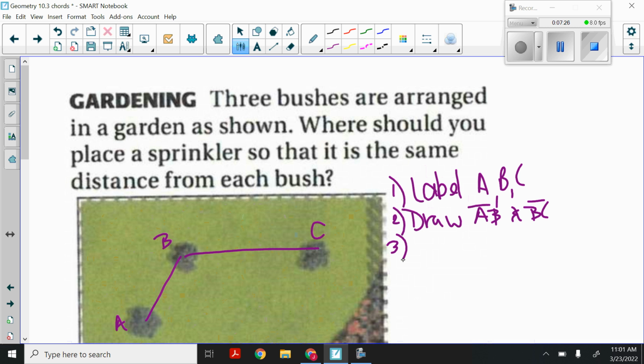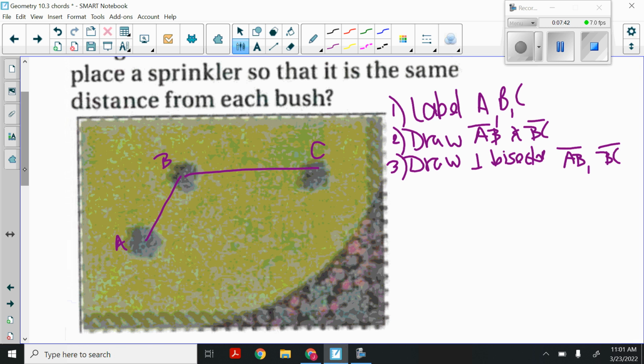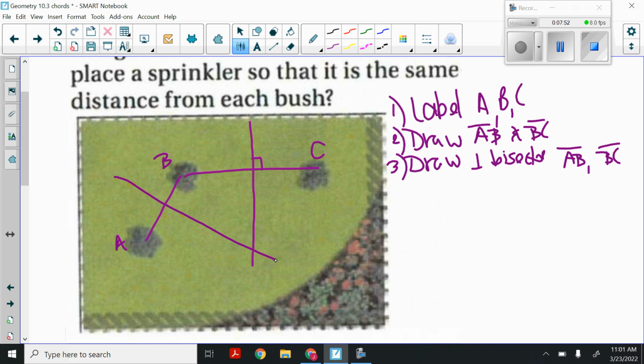Now I want to draw the perpendicular bisector of AB and BC. So remember, I want it to be, cut this in half, 90 degrees. So we're just going to kind of guesstimate here. And then same thing here. Those perpendicular bisectors are the diameters of the circle that contains ABC.